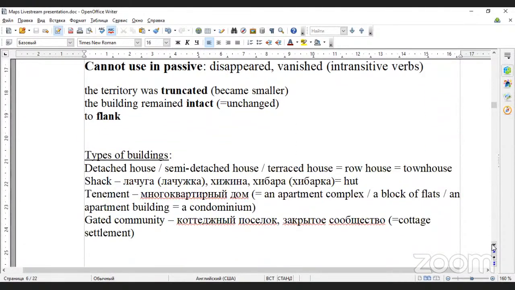Then you also see some buildings. Some of the buildings are built, some of them are pulled down, knocked down, or demolished. And these buildings can be like a detached house. It's a house that stands separately, or a semi-detached house. That's a house that has a common wall with another house, or terraced houses, or row houses, or townhouses that go one after another. Then there can be some basic huts, and we're going to see a map of an island where there are some huts, like basic simple huts or shacks.